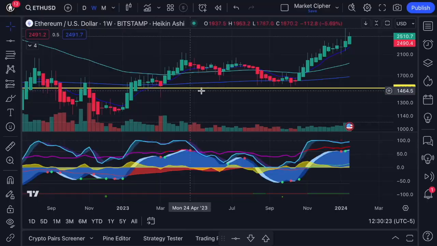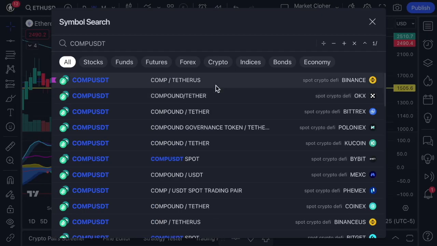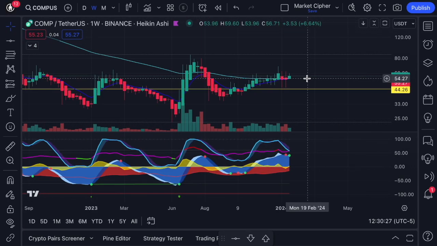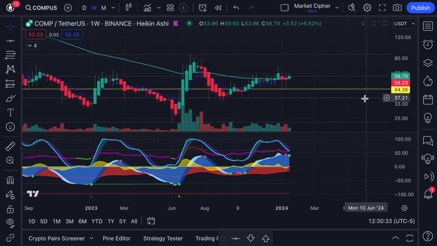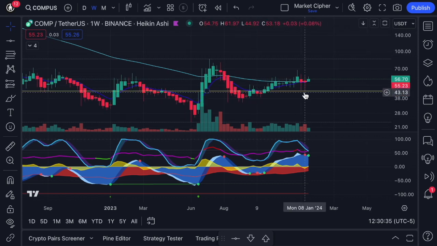So let's dive in here. Crypto Boss is going to be the first one for Comp, C-O-M-P. We've been watching this one for a while. Again, coming down here, it's giving you the green dot on the weekly. So we could set our stop loss right there at 44.26. That's the bottom of these red candles. You can see that light blue line, it's consolidating right on it.